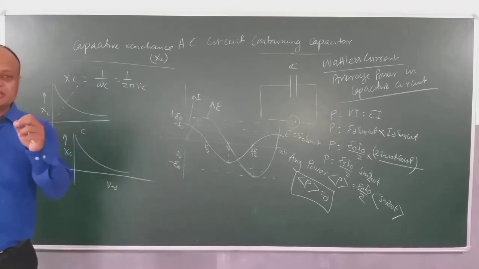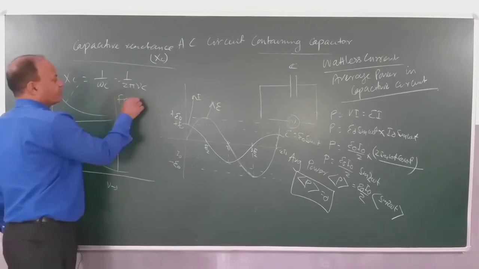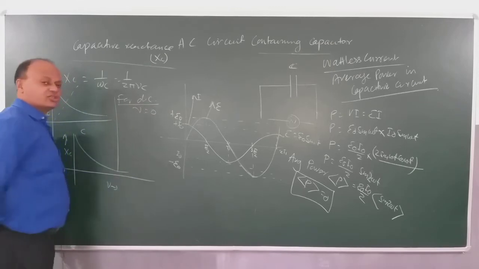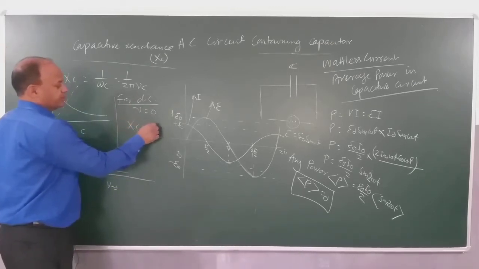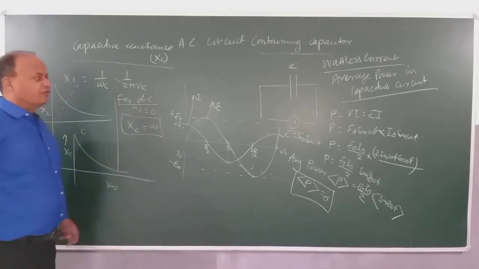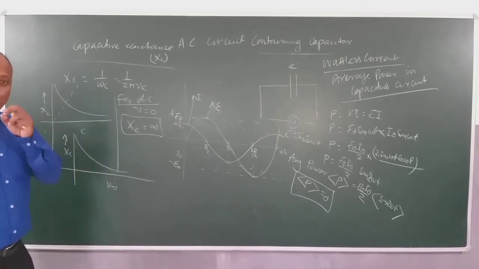Now if you are dealing with a DC circuit, how much is the frequency? 0. So Xc will be how much here? Infinite. Remember, this is very interesting. For a DC circuit, capacitive reactance is infinite, which means it will block any DC.